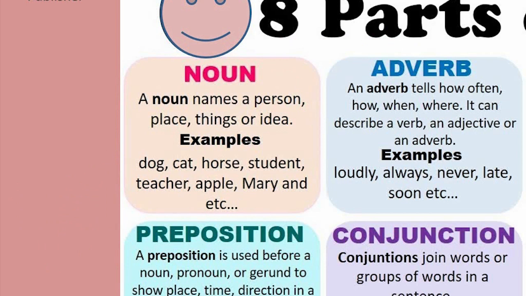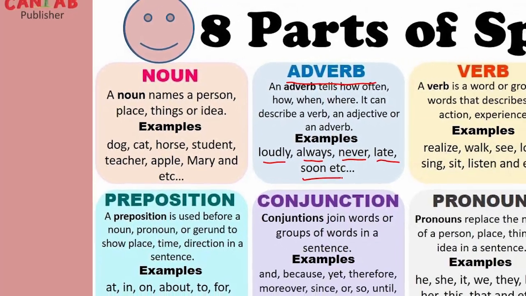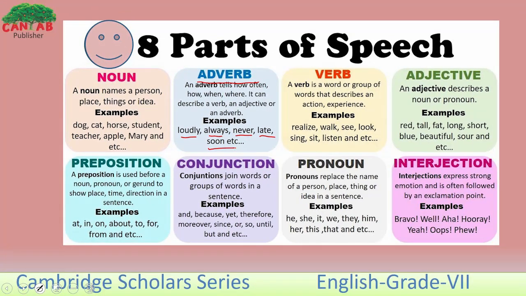Now look at the adverb. What is adverb here? An adverb tells how often, how, when, where. It can describe a verb, an adjective or an adverb. Examples are loudly, always, never, late, soon, etc. Let me give you example in form of sentence. He speaks loudly.